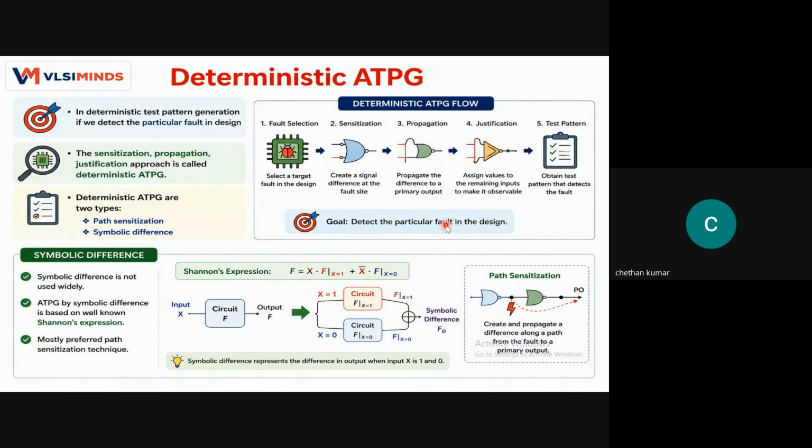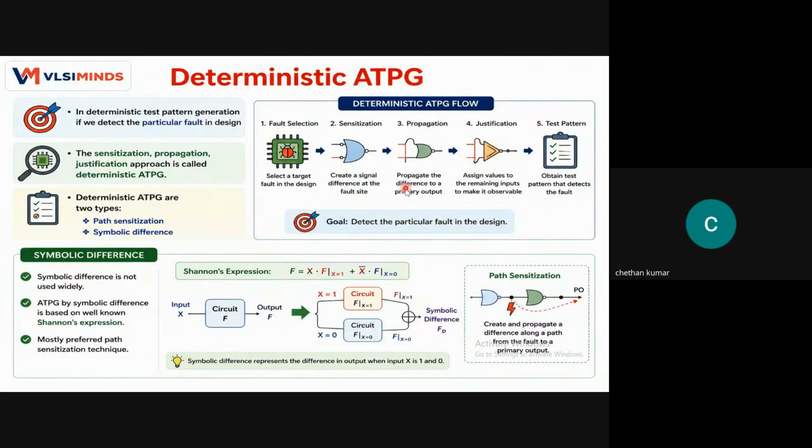The one which we use in the industry now is deterministic test pattern generation. The procedure here is that it targets a particular fault, and patterns are generated to detect that particular fault. For example, you have one gate, and I need to find a stuck-at-0 or stuck-at-1 fault here. For that, I need to send some pattern to make sure that this fault gets detected.